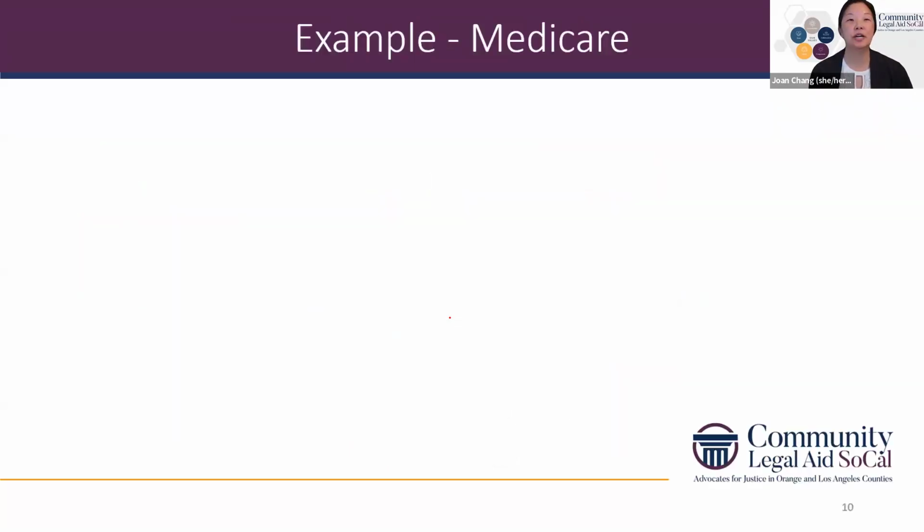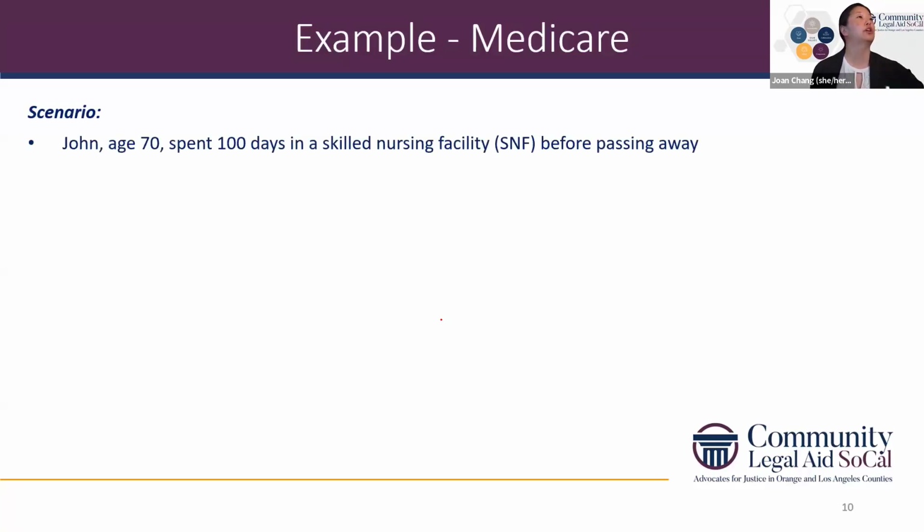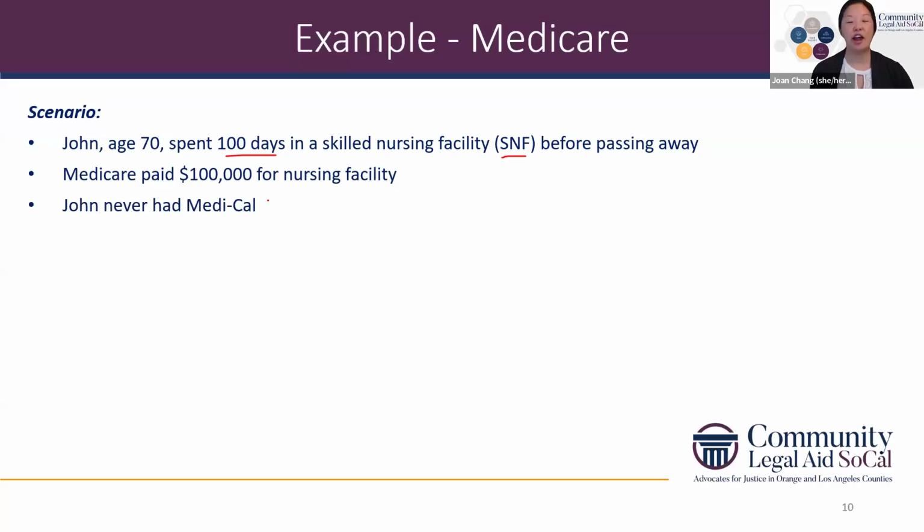Okay, so let's test our knowledge from the last slide. Let's talk about a scenario. We're going to use John as our example throughout this presentation. John is 70 years old. He spent about 100 days in a skilled nursing facility, what we call SNFs, before he passed away. Medicare, these are just made up numbers, keep that in mind, paid about 100 grand for the nursing facility care. John never had Medi-Cal, so he's never had Medi-Cal in his life.